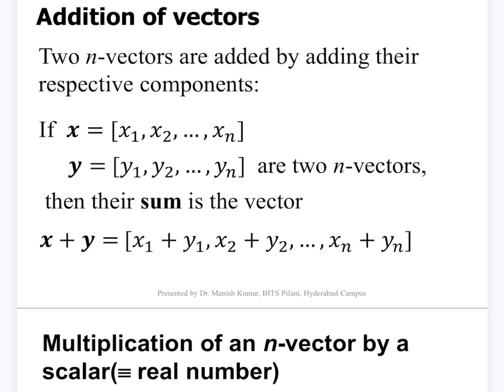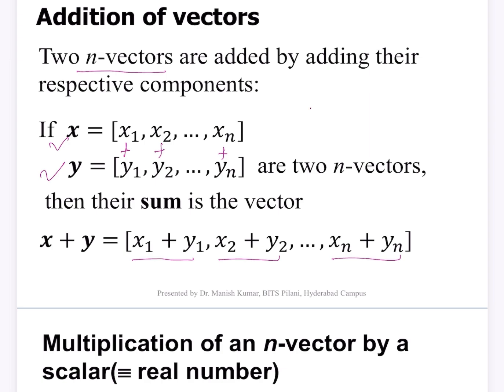Now addition of vectors. How do we add two vectors? If two n vectors x and y are given, they can be added component-wise: x1 plus y1, x2 plus y2, and so on, xn plus yn. This is the sum of the vectors, x plus y.